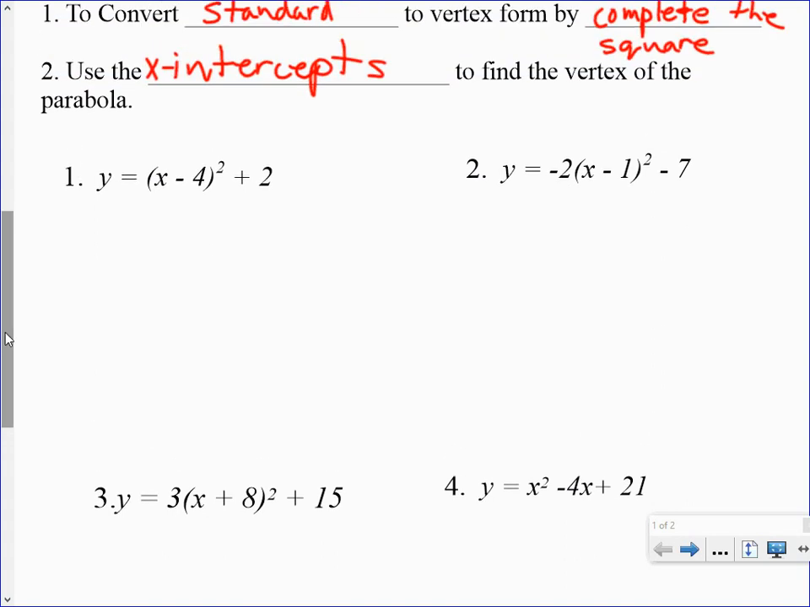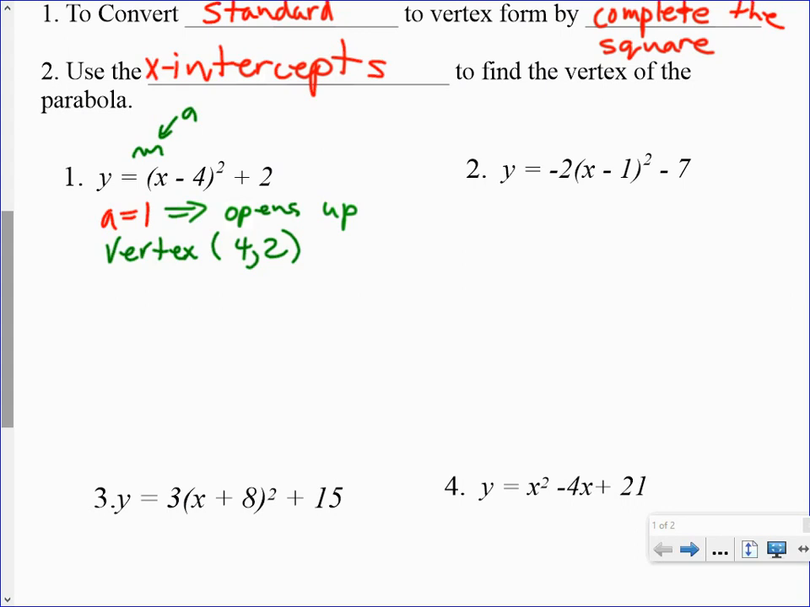So for this equation, we have y equals x minus 4 squared plus 2. You notice here that a, this is a, there is no value for a sitting in front of that bracket, so we're going to assume that a is equal to 1. Now, because it's positive, that means that this opens up. Now, we need to also know what the vertex is. The vertex of this parabola is (4, 2).